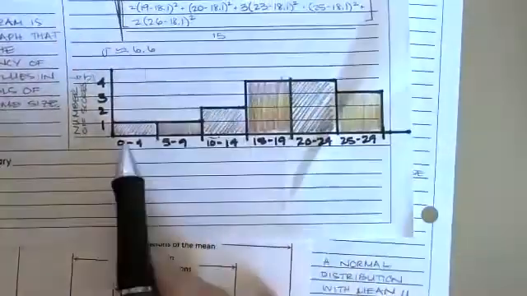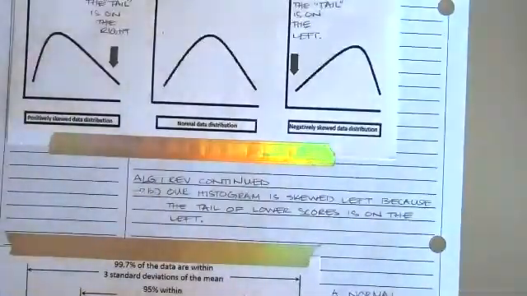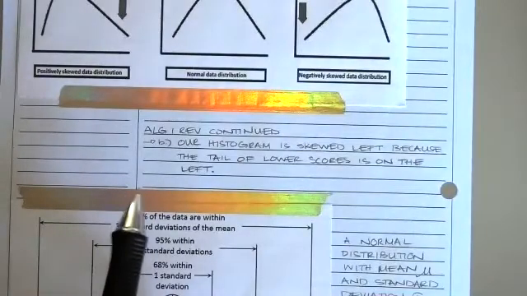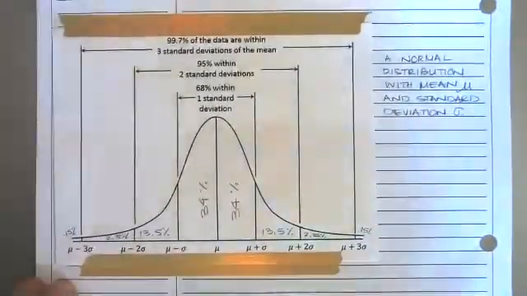So this one we would say is skewed left because the tail is on the left side. Okay. Does that make sense? Okay. So for algebra 1, here's the answer to that, where we said our histogram is skewed left because the tail of lower scores is on the left. So what we've been saying. Here's our next illustration.